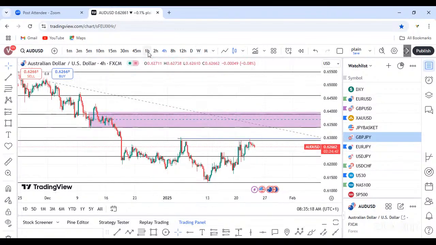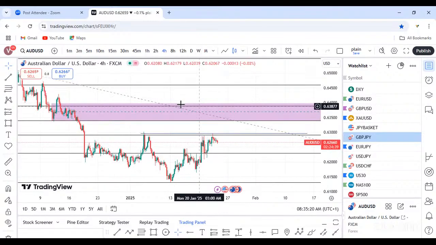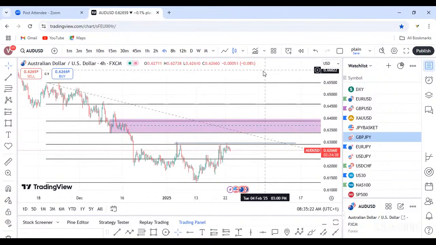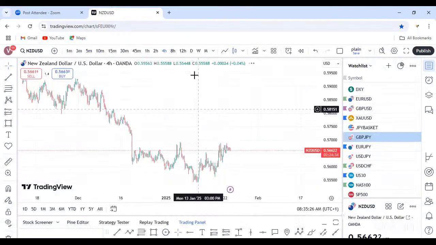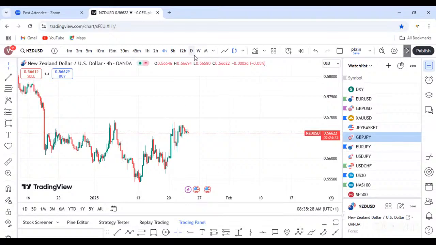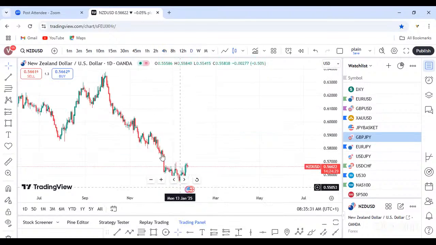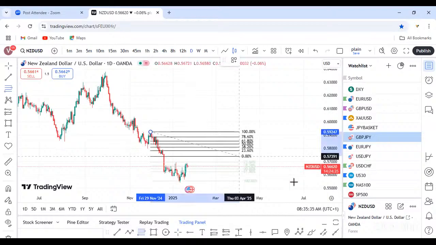No need to go downward because we're still looking out for certain zones on the higher time frame. On NZD/USD now, very similar on NZD/USD daily time frame. Our major structure is also to the downside, right? And we have a major swing, an overall major swing right here.